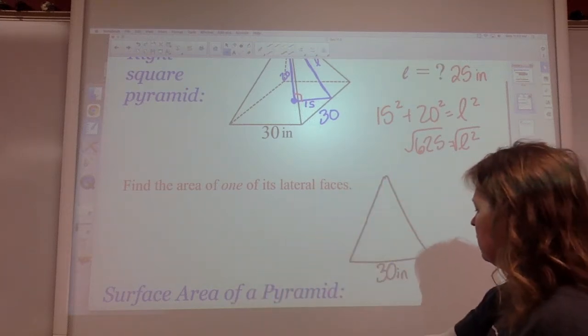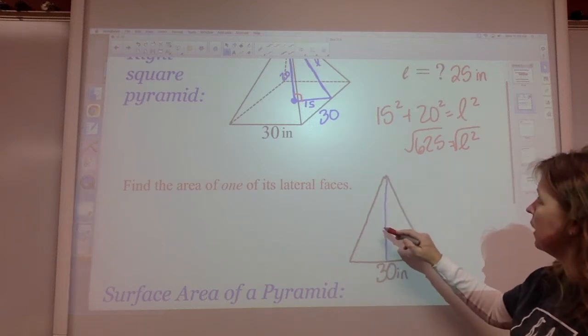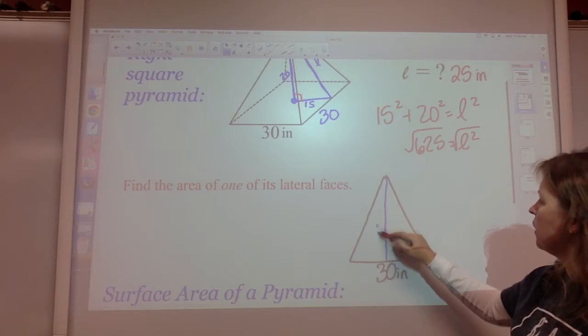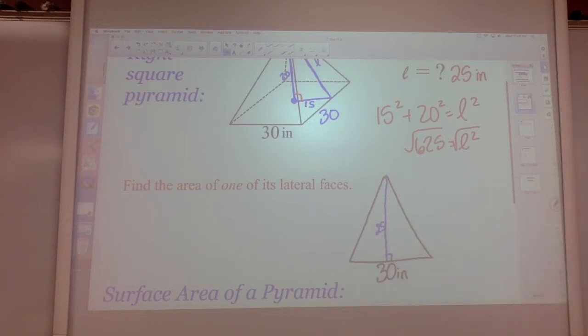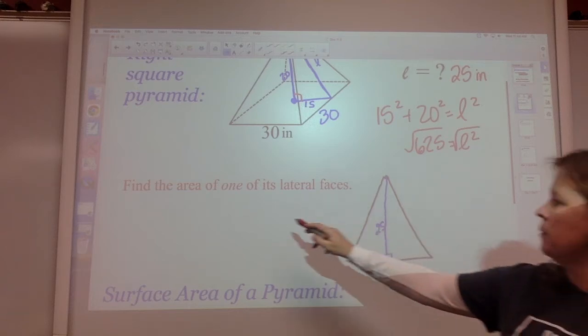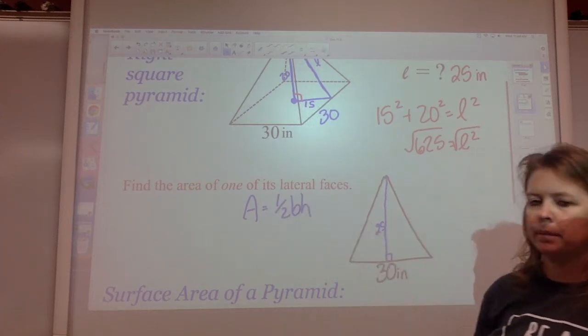So you did just find the slant height that went right up through the middle, which is nice. And that was 25 inches. Since it goes perfectly straight up through the middle, it makes a right angle. Why do we need a right angle? Because area of a triangle is half base times height.